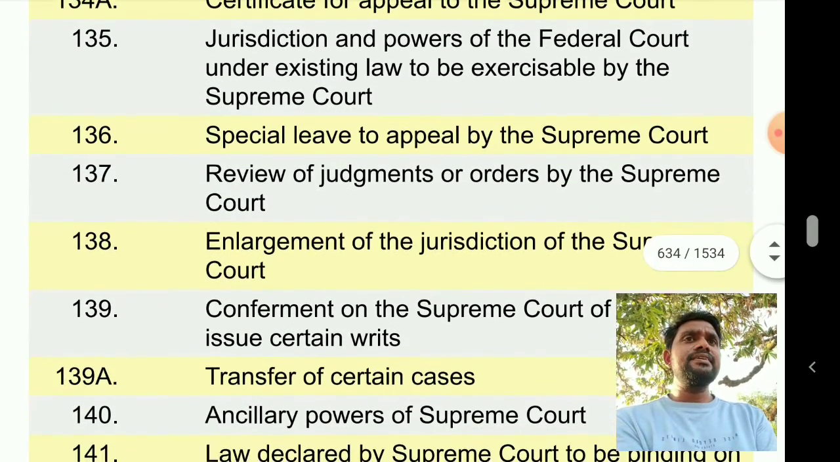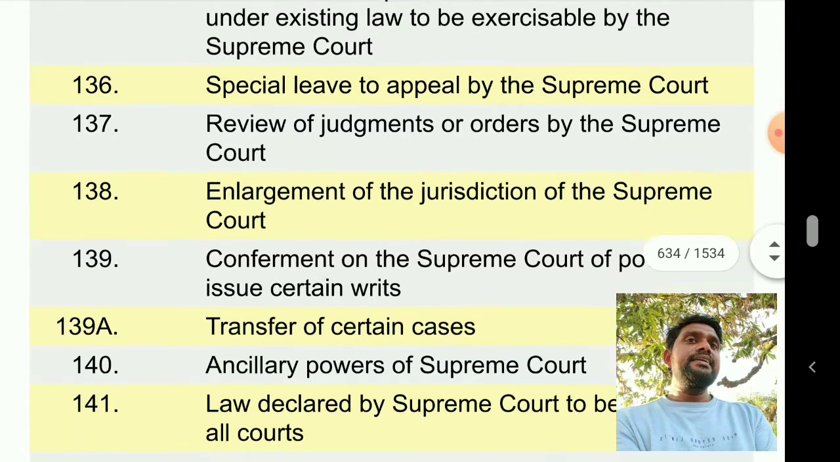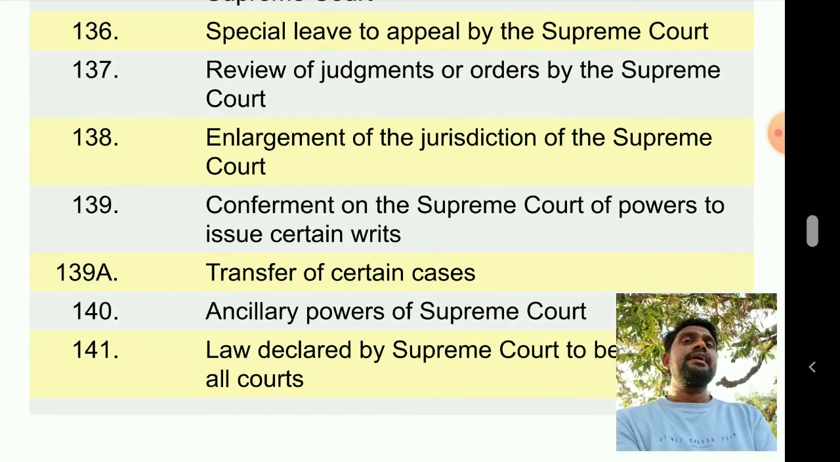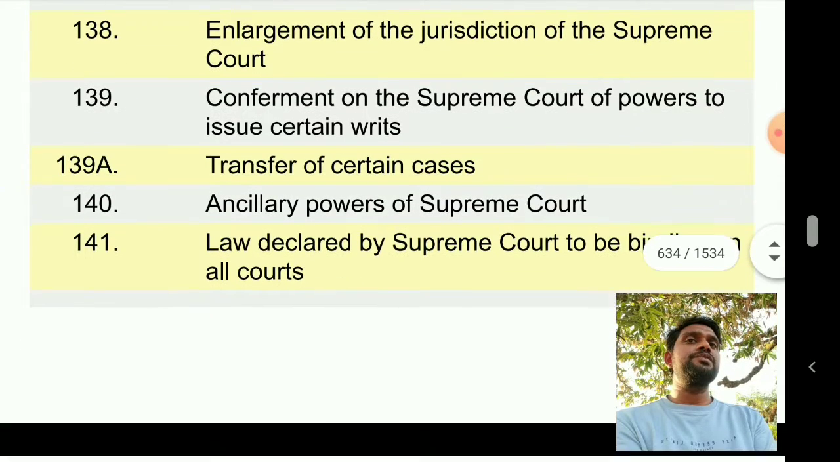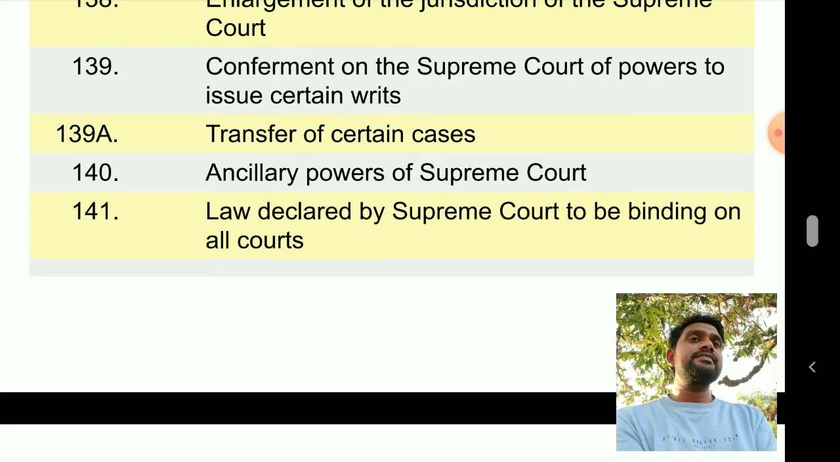Next is under Article 135, jurisdiction and powers of the Federal Court under existing law to be exercisable by the Supreme Court. Under Article 136, special leave to appeal by the Supreme Court. Under Article 137, review of judgments or orders by the Supreme Court. Next, under Article 138, enlargement of the jurisdiction of the Supreme Court. Under Article 139, conferment on the Supreme Court of powers to issue certain writs. Okay, that we already discussed.